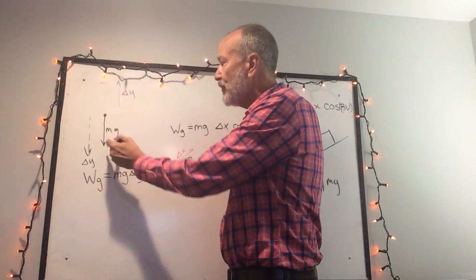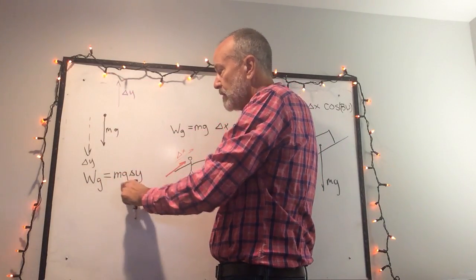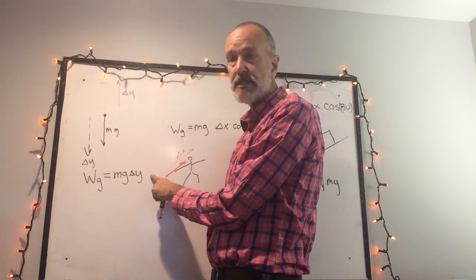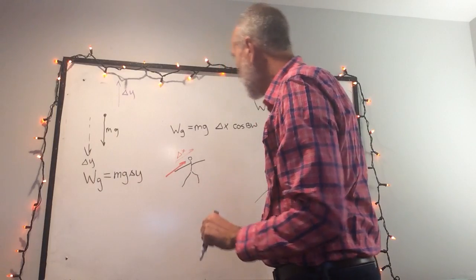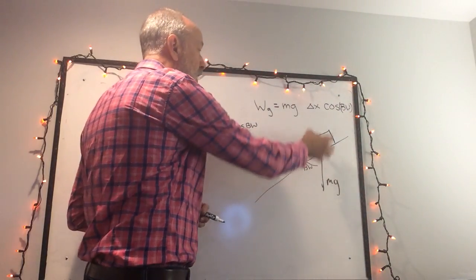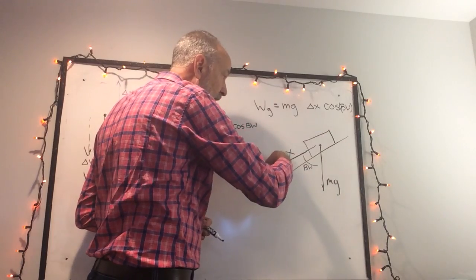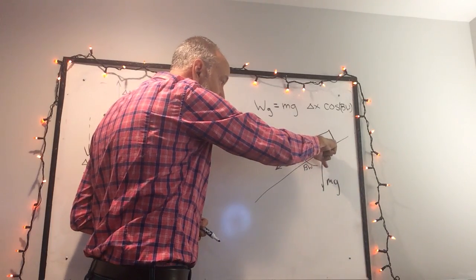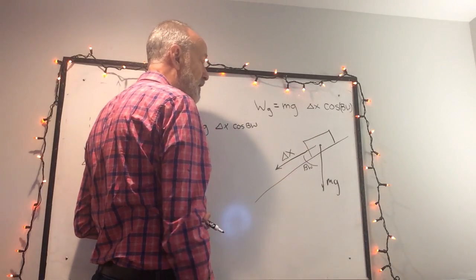We've got a ball dropped. A ball dropped, mg delta y, they're in the same direction, cosine is zero, so that is the work done by gravity. Okay? If we come over here, a block that slides down a ramp, mg delta x times the cosine of the angle in between is going to be the work done by gravity.